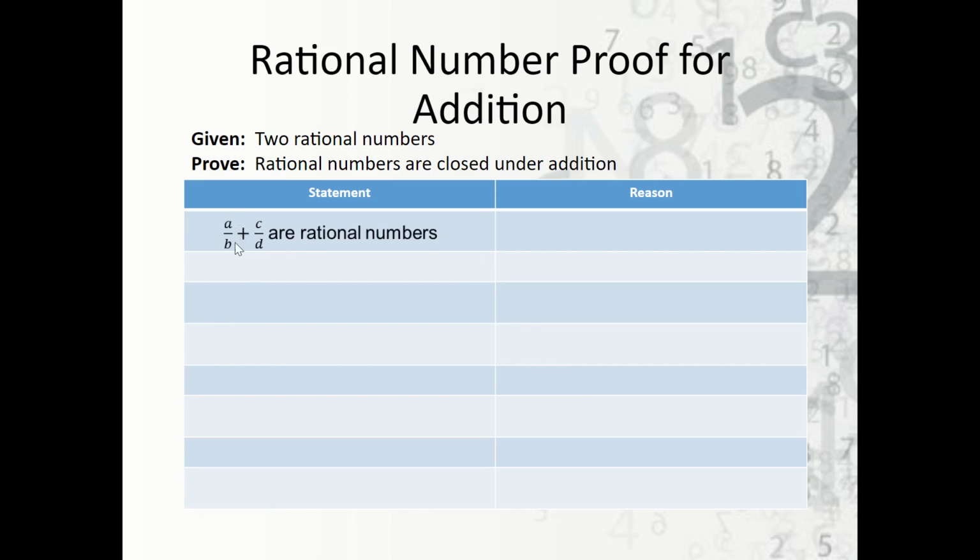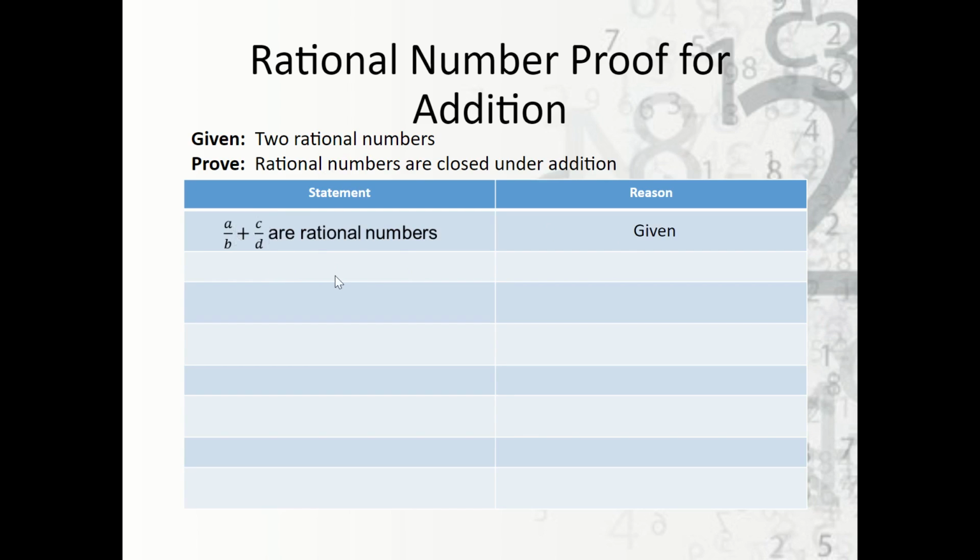If we're doing subtraction, then this would be a over b minus c over d. If we're doing multiplication, it would be a over b times c over d. But no matter what, we start with this. And that's given information, right? We're told that they're rational numbers, so that's given. And all we did was break it down and write them as a over b and c over d.